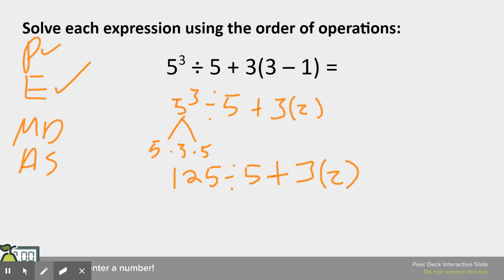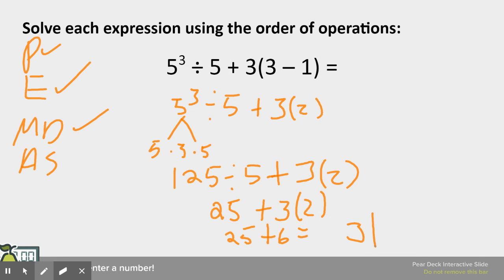Now I'm on my multiply divide step. I see division comes first, so I'm going to do that first. So 125 divided by 5 gives me 25. Now I can multiply. 3 times 2 is 6. And I can do my final step and add, so my final answer will be 31.